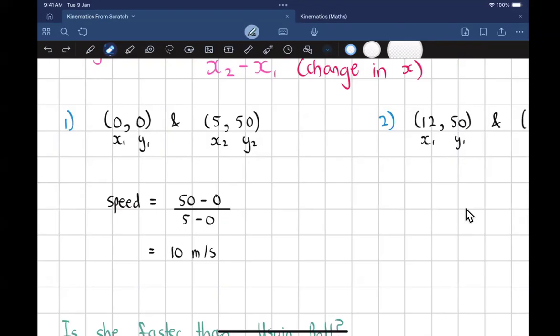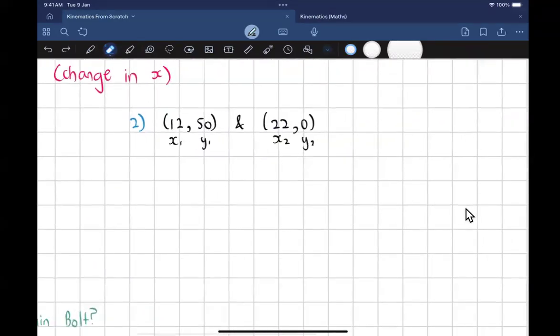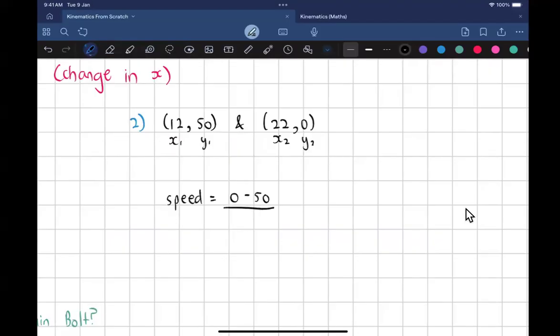Well, let me see. We can try it here. Let me try this first. So the speed would be equal to y2, which is 0, minus y1, which is 50, all over x2, which is 22, minus x1, which is 12. So we have 0 minus 50. Sasha, what is 0 minus 50?